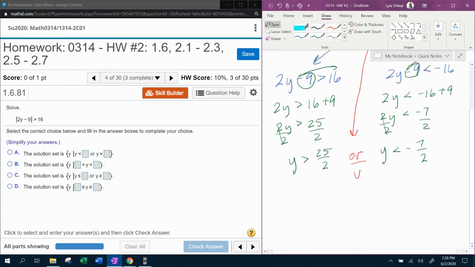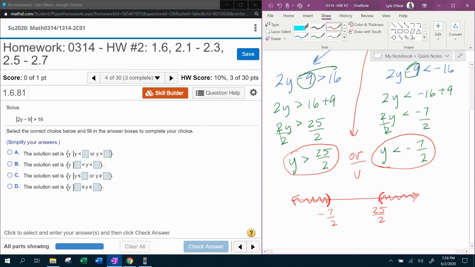So, since this is an or, if you think about it on a number line, that means that we've got our two critical points, which are negative 7 halves and 25 halves. This inequality says less than negative 7 halves, which means everything to the left of negative 7 halves. And this part says greater than 25 halves, everything to the right.